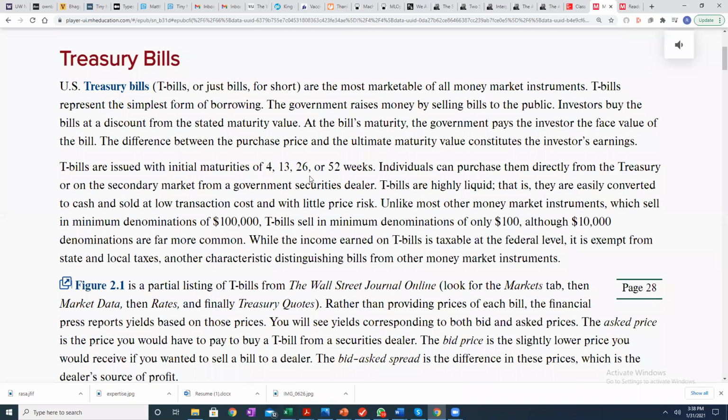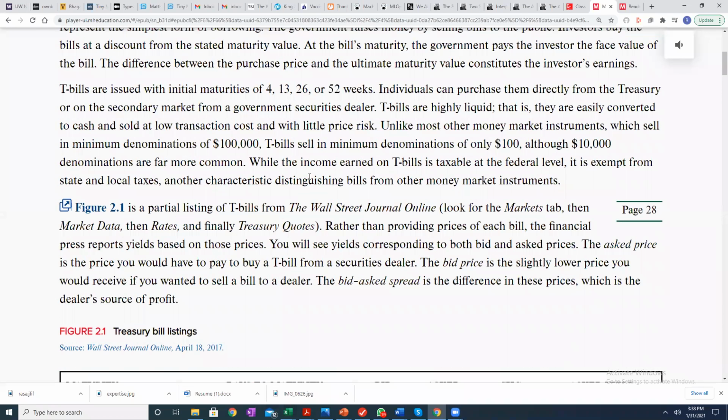So the first thing is the US Treasury bill, or T-bill for short. At the bill's maturity, the government pays the investor the face value of the bill. They have maturity periods of 4, 13, 26, or 52 weeks. Unlike most money market instruments, which sell in minimum denominations of $10,000 or $100,000, T-bills sell in minimum denominations of only $100.